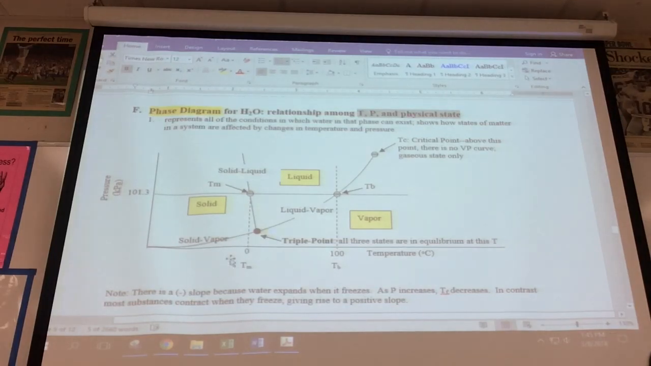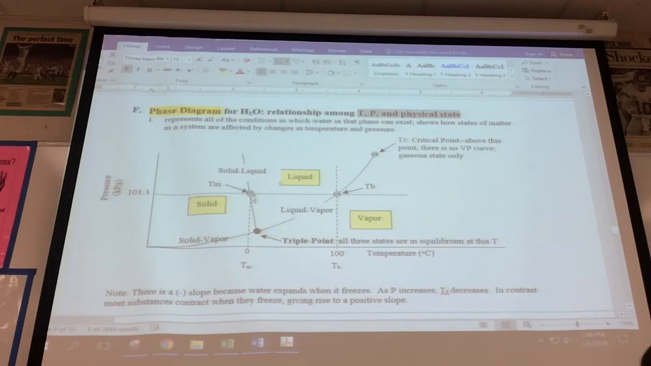This particular curve shows it for water. There's a funky thing here. You've got a negative slope right here. That's because water is weird in that it expands when it freezes, and as a result you'll see this negative slope here. But otherwise you have solid, liquid, and vapor.